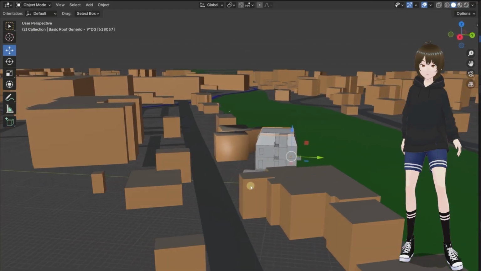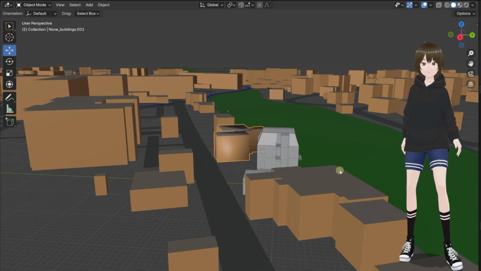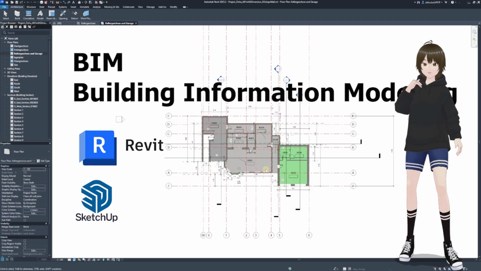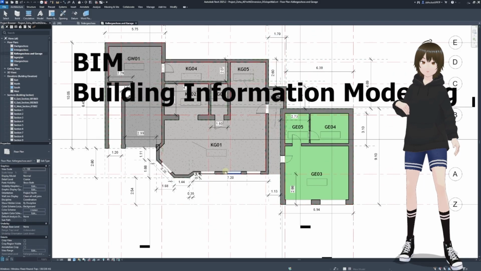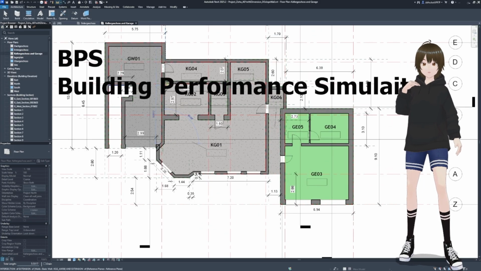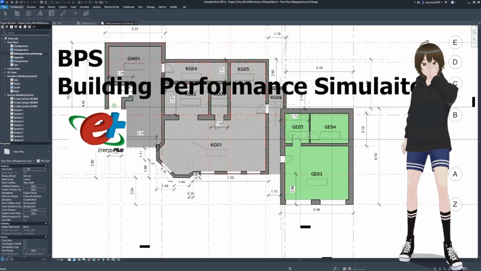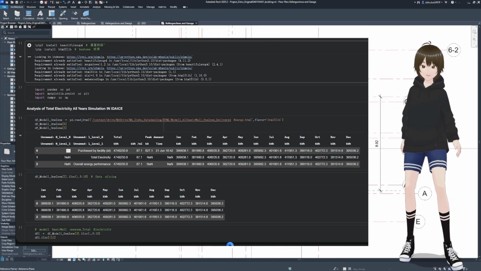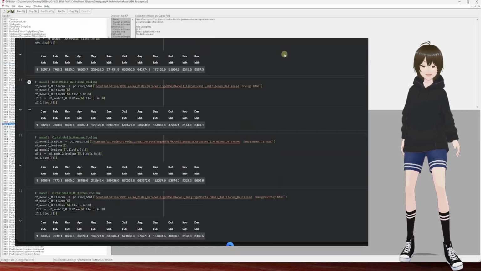I work in building performance simulation. Most of my work is making building information models in Revit and similar tools, running simulations to evaluate energy use and indoor thermal conditions, and then analyzing and visualizing the results.